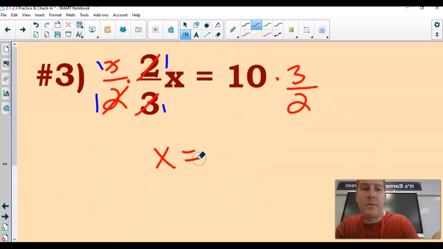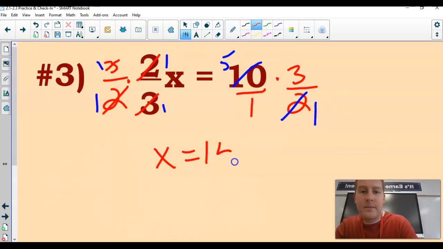And then let's simplify the right-hand side. I'm always looking to cross simplify. So I notice I can divide 10 by 2. 10 divided by 2 would be 5 over 1. So we get 5 times 3, which is 15.